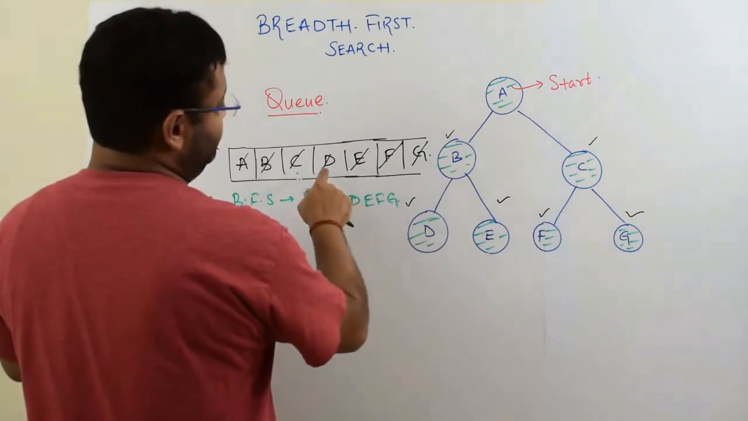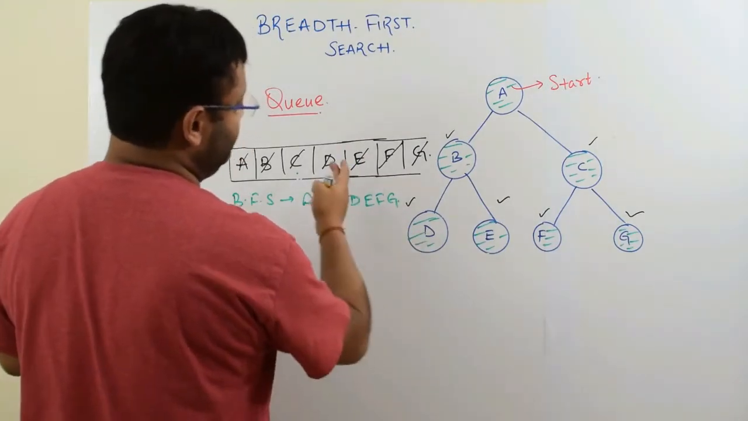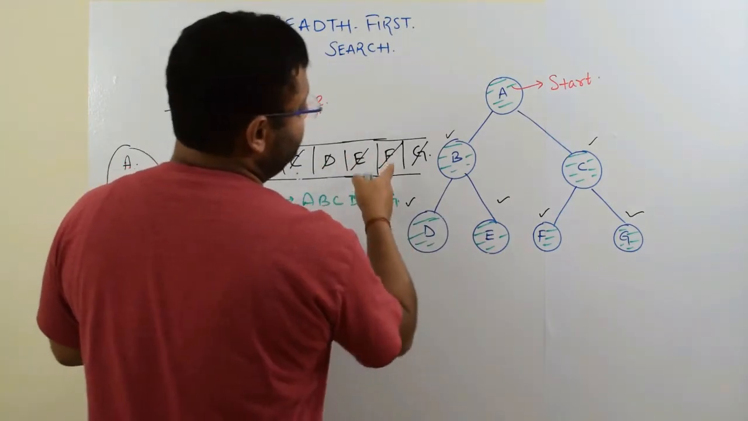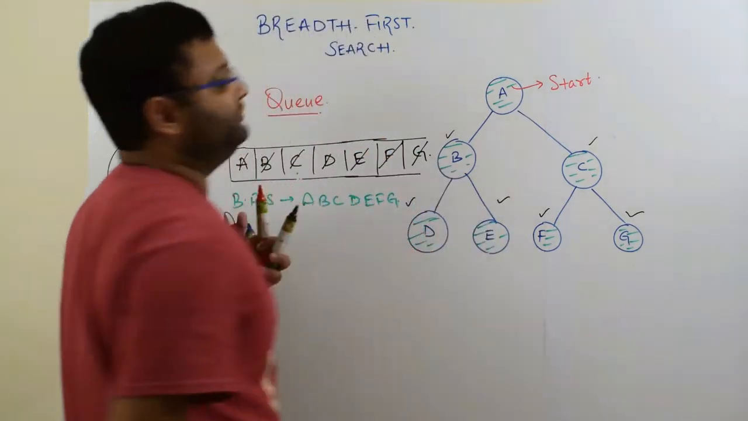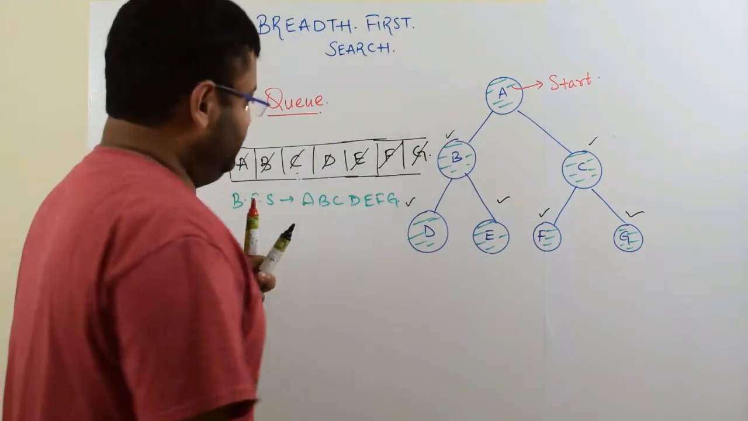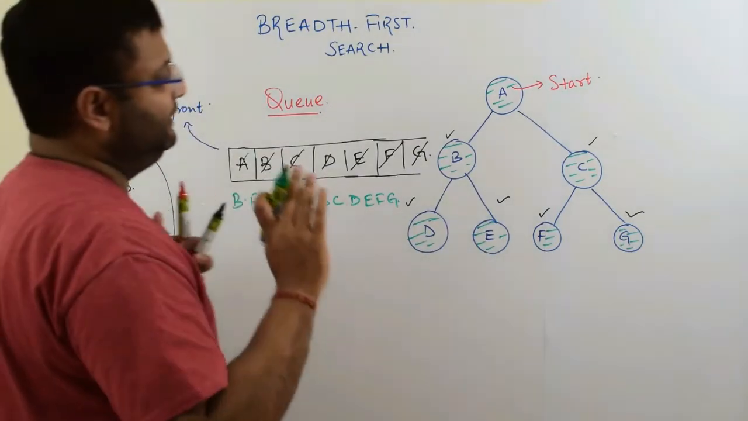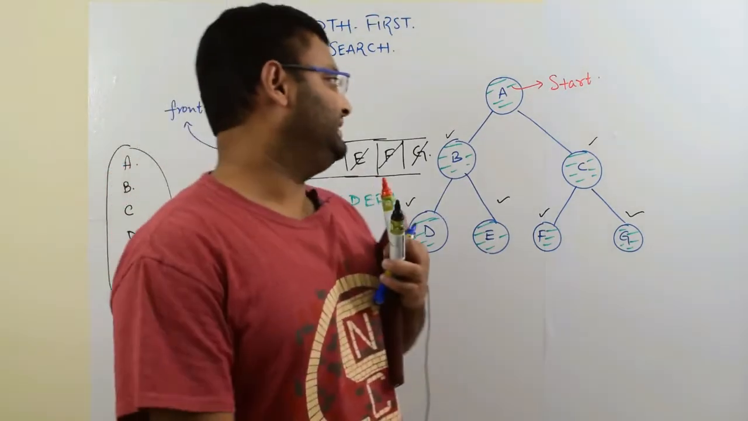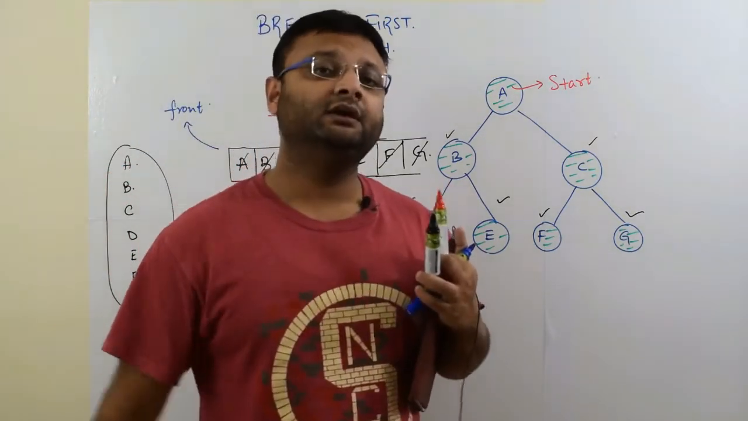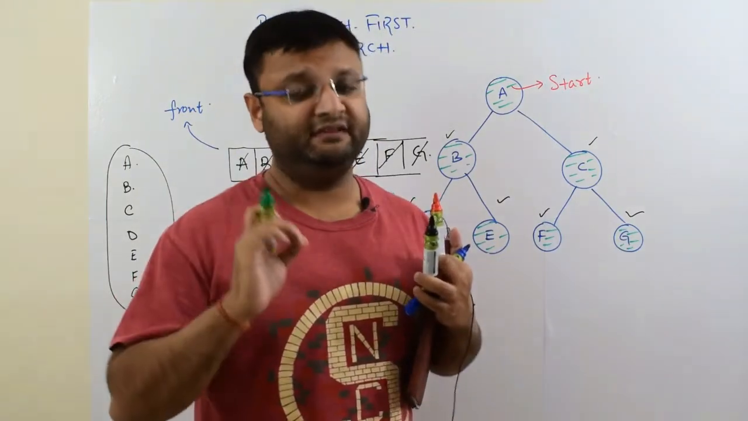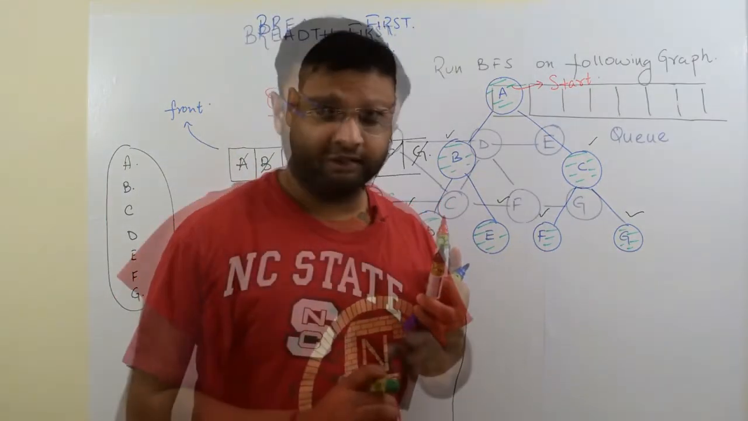After that, you come to D. There's nothing to explore. Pop D out. Then E. E will also come out. Similarly, F and G. Right? Now, after this, I'll take one more graph for you to practice. And with this, the concept of how BFS is implemented using Q is done.